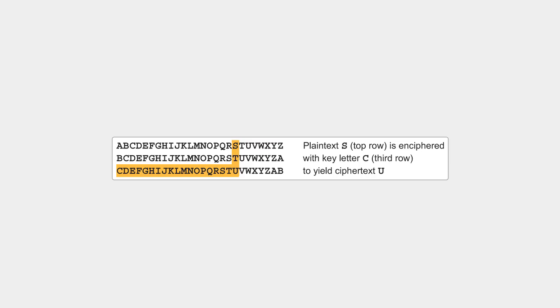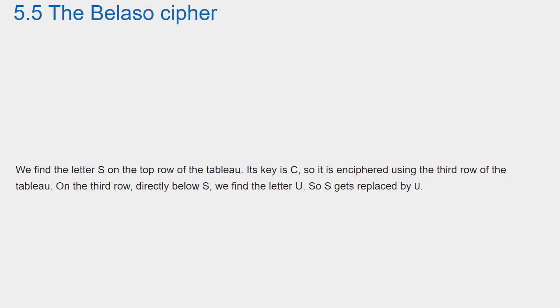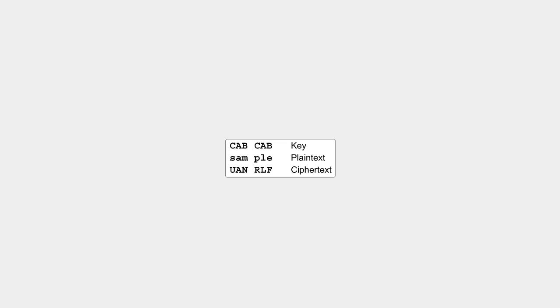Here is how the plain text letter S would be enciphered by the key letter C. We find the letter S on the top row of the tableau. Its key is C, so it is enciphered using the third row of the tableau. On the third row, directly below S, we find the letter U, so S gets replaced by U.